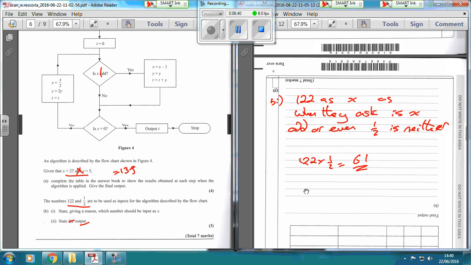And you don't need to have put it back into the table to work that out. Obviously, if you did, that's all well and good, but you didn't need to. And that should be 7 marks for question 5. On to question 6.